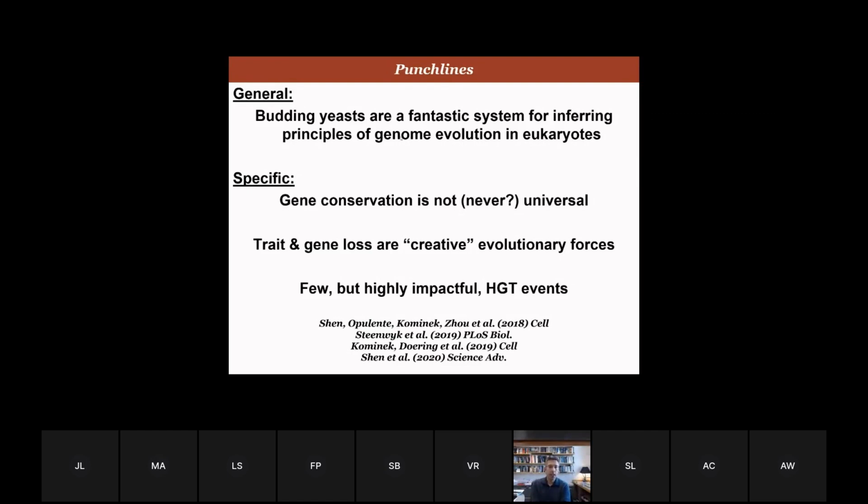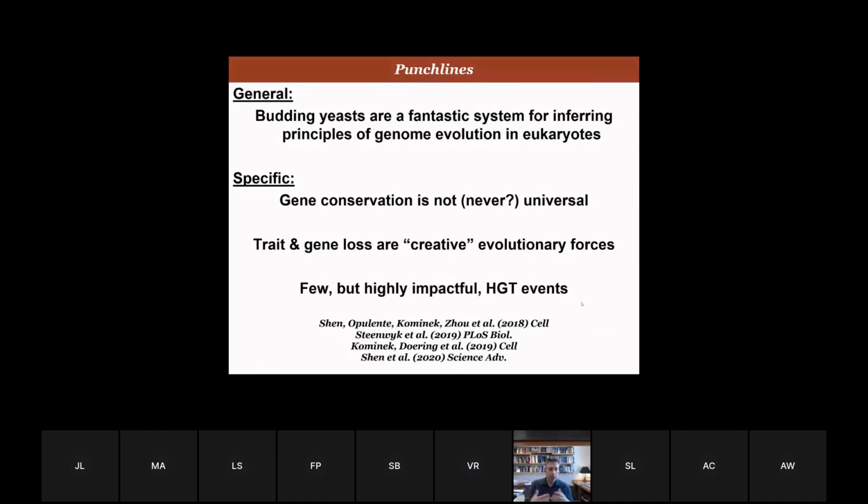And so we think that part of what generates diversity in budding yeast is the loss of different pathways rather than their gain. And then, of course, metabolic innovation. These yeasts have come up with new ways to eat new metabolites, and this has occurred not only through gene duplication, but also through a few, relatively few, but highly impactful horizontal gene transfer events. And so we've been able to identify entire transfers of operons from bacteria into these yeasts.